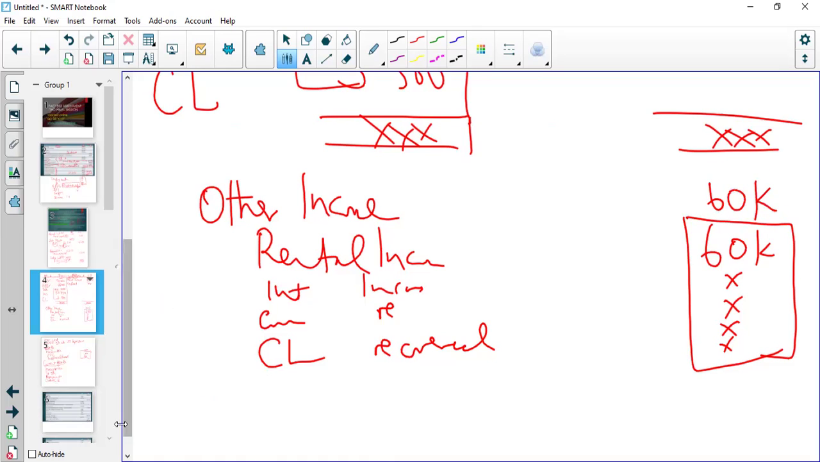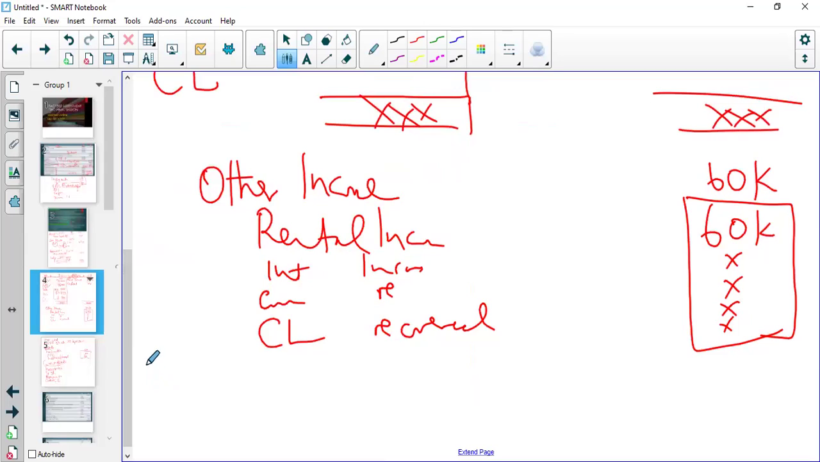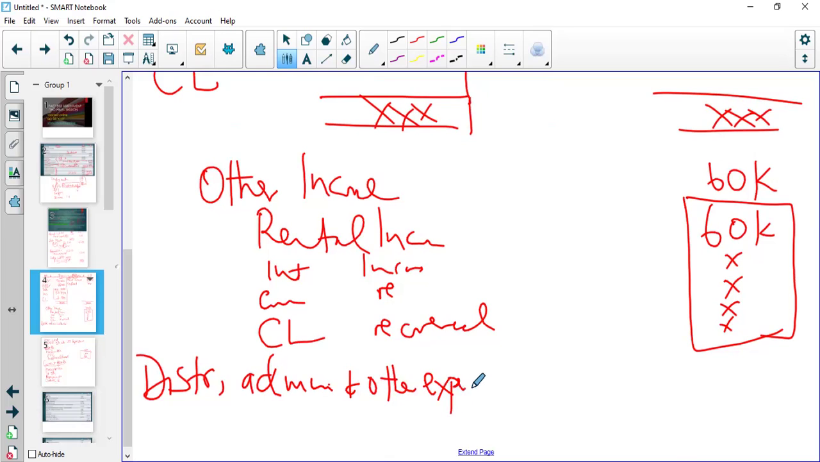Then you come now to expenses. I think they are referred to as distribution, admin and other expenses. Sometimes there might be gross profit here, because your profit and loss starts from the gross profit, if there was a gross profit.